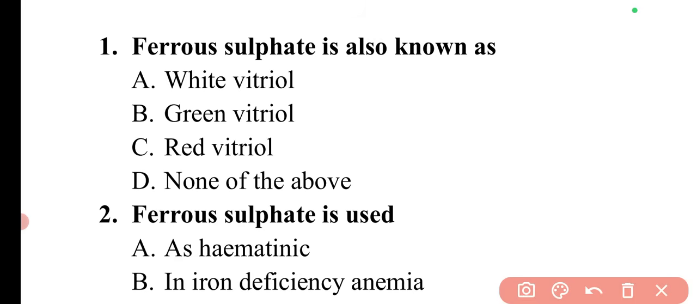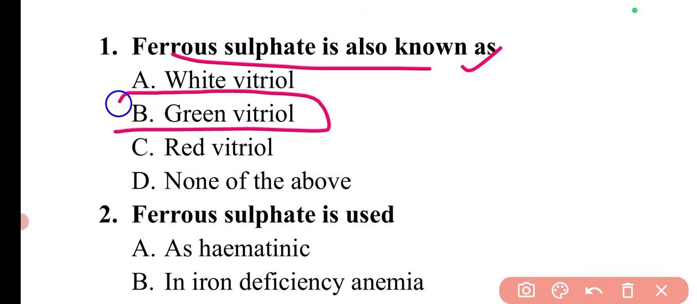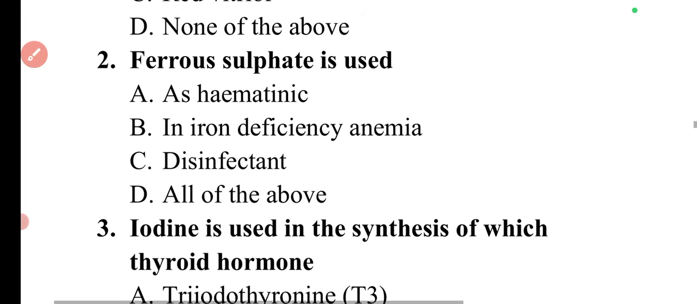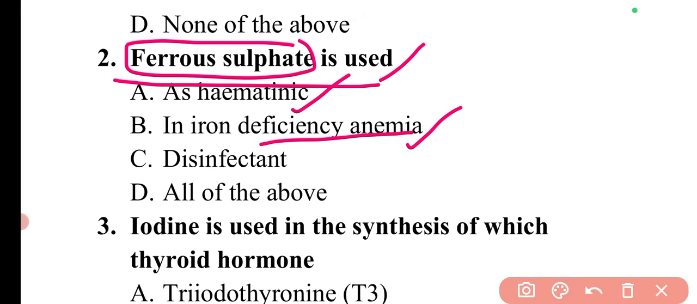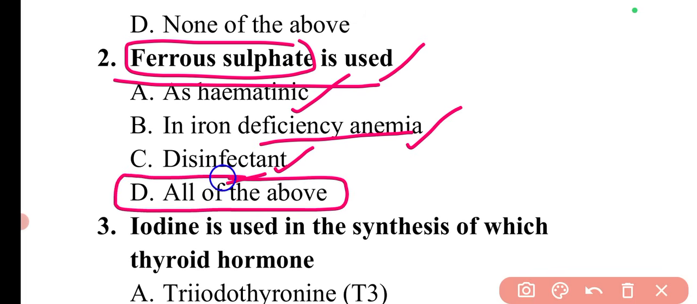So first one is, ferrous sulfate is also known as. Ferrous sulfate is a preparation of iron only, and it is also known as green vitriol. The another name is green vitriol. So here option B will be the correct answer. Then next question is, ferrous sulfate is used as. So what is the use of ferrous sulfate? Ferrous sulfate is used as hematinic. It is used in iron deficiency anemia, and it also has some disinfectant properties. So here option D, all of the above, will be the correct answer.